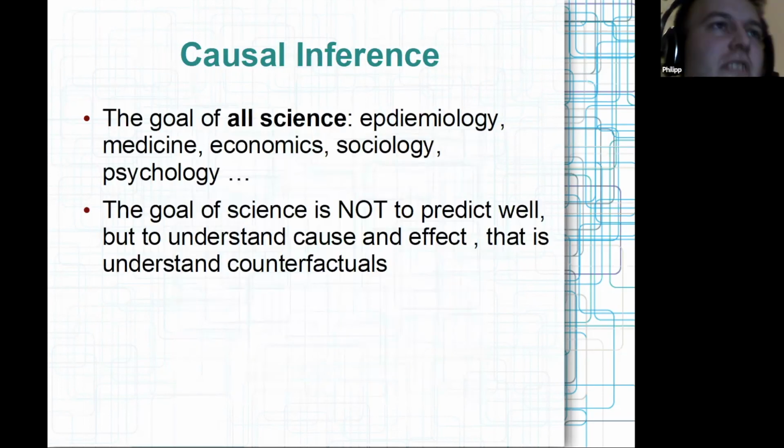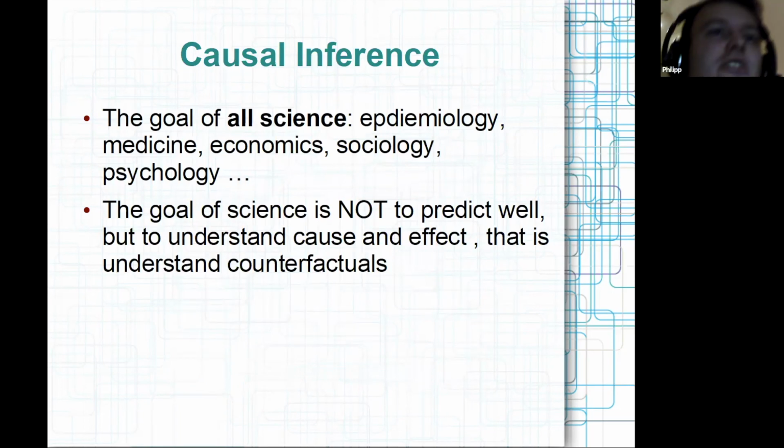So what is causal inference? Well, it's basically the goal of all of science, whether it's epidemiology, medicine, economics, sociology, psychology. All empirical disciplines have at their core the goal of causal inference. The goal of science is not to predict well, which is sort of the aim of, as we will see, machine learning and deep learning, but to understand cause and effect.